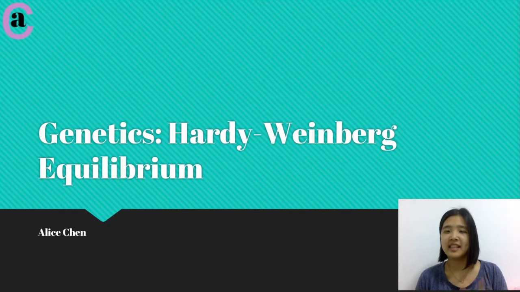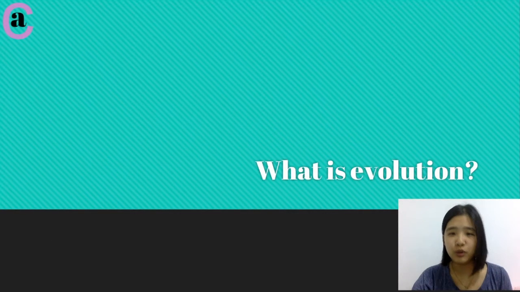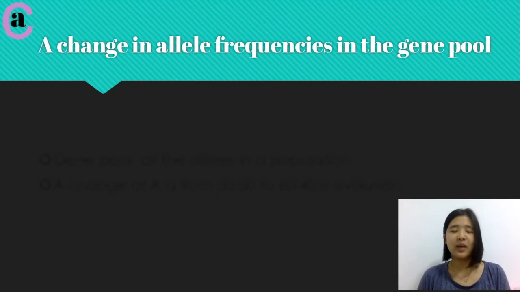Today we're going to be talking about a really important concept in genetics, and that is the Hardy-Weinberg equilibrium principle. I said it had to do with genetics, and the reason for that is because it actually talks about evolution. So before we get into what exactly the Hardy-Weinberg equilibrium is, I want to make sure that you know what evolution is. Evolution is any change in frequencies of alleles in the gene pool.